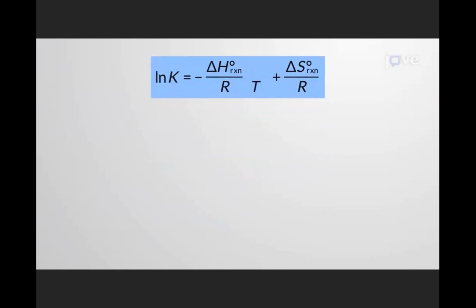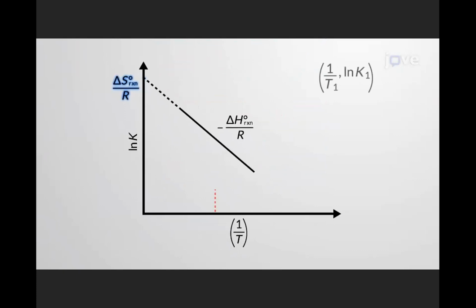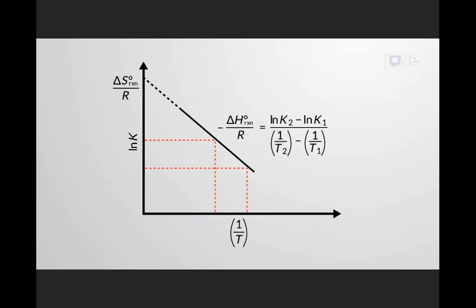This equation is in the form of a straight line, where the natural log of K can be plotted against the inverse of temperature in kelvins, with a slope of negative delta H over R and a y-intercept of delta S over R. If the values of K are measured at two slightly different temperatures, then this graph can also be used to calculate the change in enthalpy, assuming it remains constant over a limited temperature range.